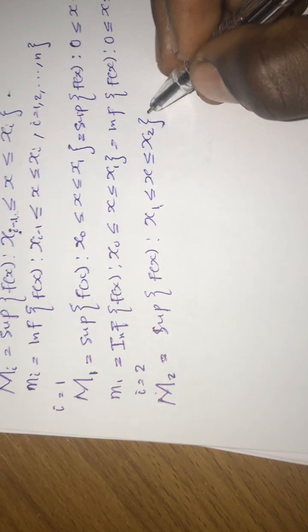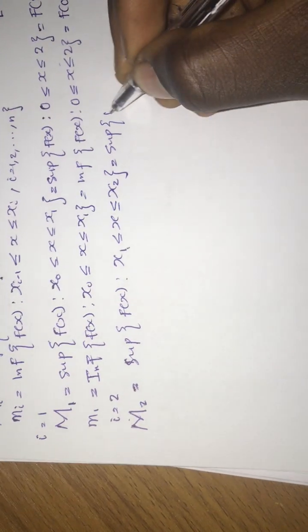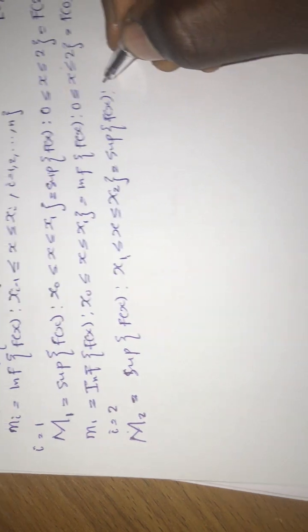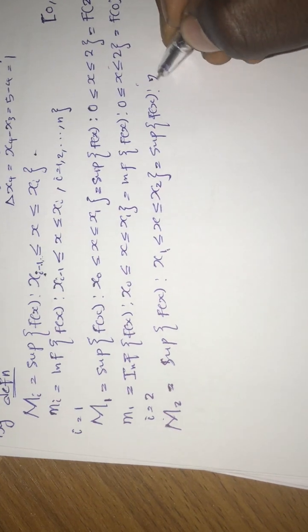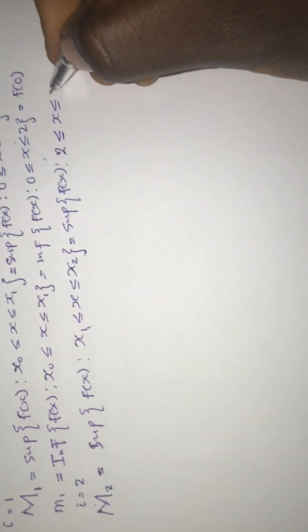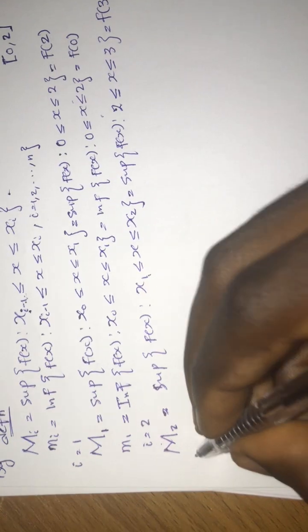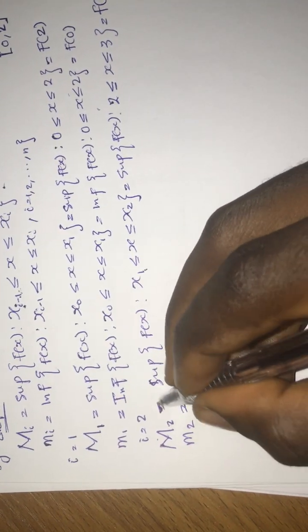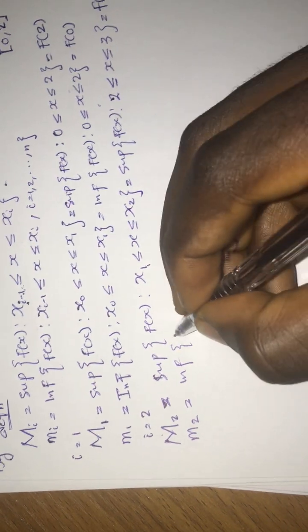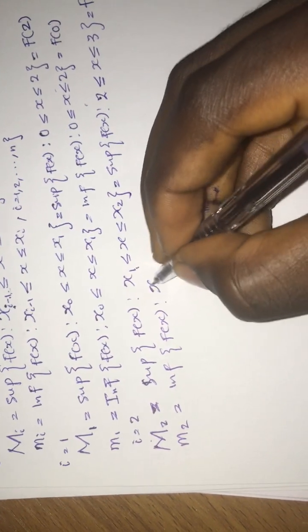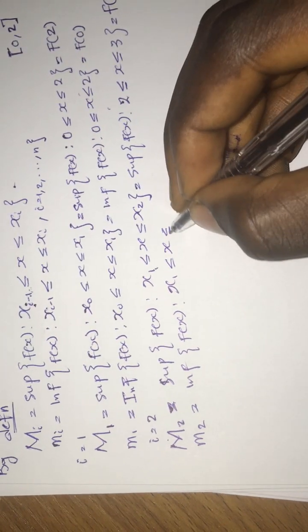Look, if you put 2 here, 2 minus 1, you are going to have 1, then you have your 2. So M2 equals the supremum of f(x) such that x1 is 2, so 2 is less than or equal to x, and x2 is 3, so less than or equal to 3. So this is going to act on 3 because 3 is our supremum there. Then we have m2, which is equal to the infimum of f(x), x1 less than or equal to x less than or equal to x2.